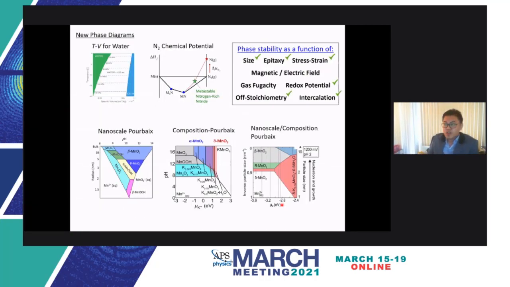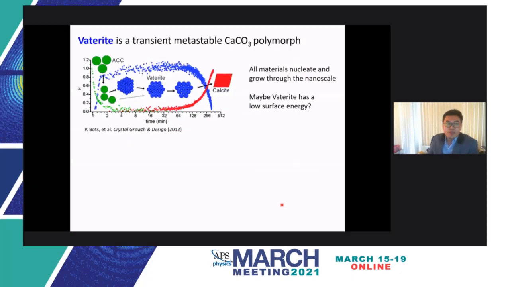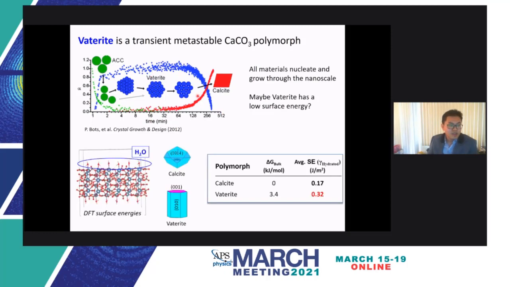Okay, so I've shown a series of new phase diagrams. I'm going to show you one more that I think is a lot of fun, which is the electric field. There's a polymorph of calcium carbonate called Vaterite. Okay, Vaterite shows up in the intermediate time regime. And so, you know, just like the manganese oxide, maybe Vaterite has a very low surface energy, right? I calculated the surface energies of Vaterite versus calcite using DFT with surface energies and hydration.